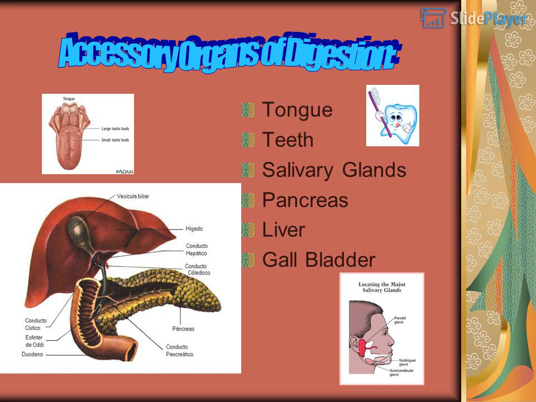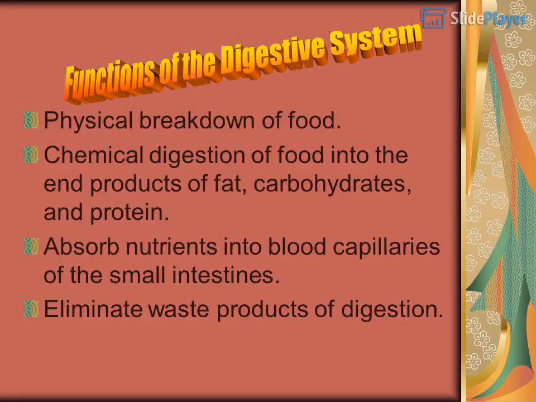Accessory organs of digestion: tongue, teeth, salivary glands, pancreas, liver, gallbladder. Functions of the digestive system. Physical breakdown of food. Chemical digestion of food into the end products of fat, carbohydrates, and protein. Absorb nutrients into blood capillaries of the small intestines. Eliminate waste products of digestion.